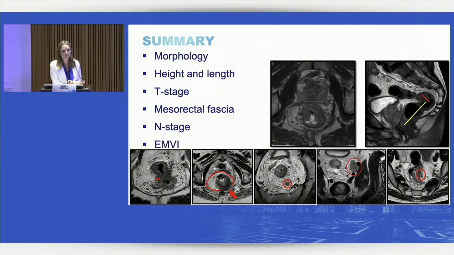So to summarize, we look at the MRI, at the morphology of the tumor, and then define the location in a clockwise manner, look at the height, mainly the distance from the anorectal junction, measure the length of the disease, define the T-stage, invasion into the mesorectal fat or surrounding structures, the presence of lymph nodes or tumoral deposits, and EMVI. So let's practice this in a case.